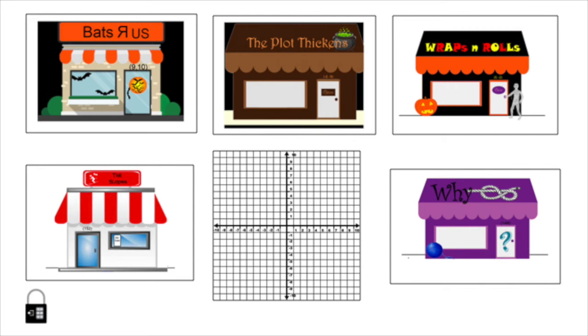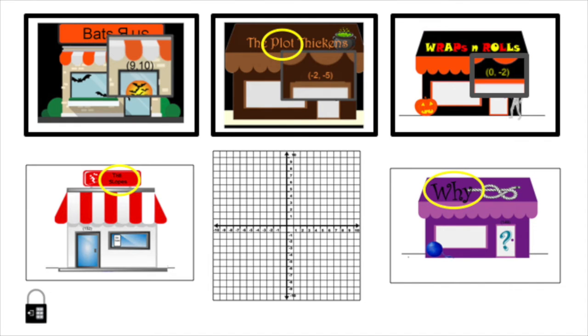Place the 5 Halloween shops on a table, making sure graph paper is also available. Players should notice the words plot, slopes, and Y. They will also see that 3 of the shops have coordinate pairs as the address.